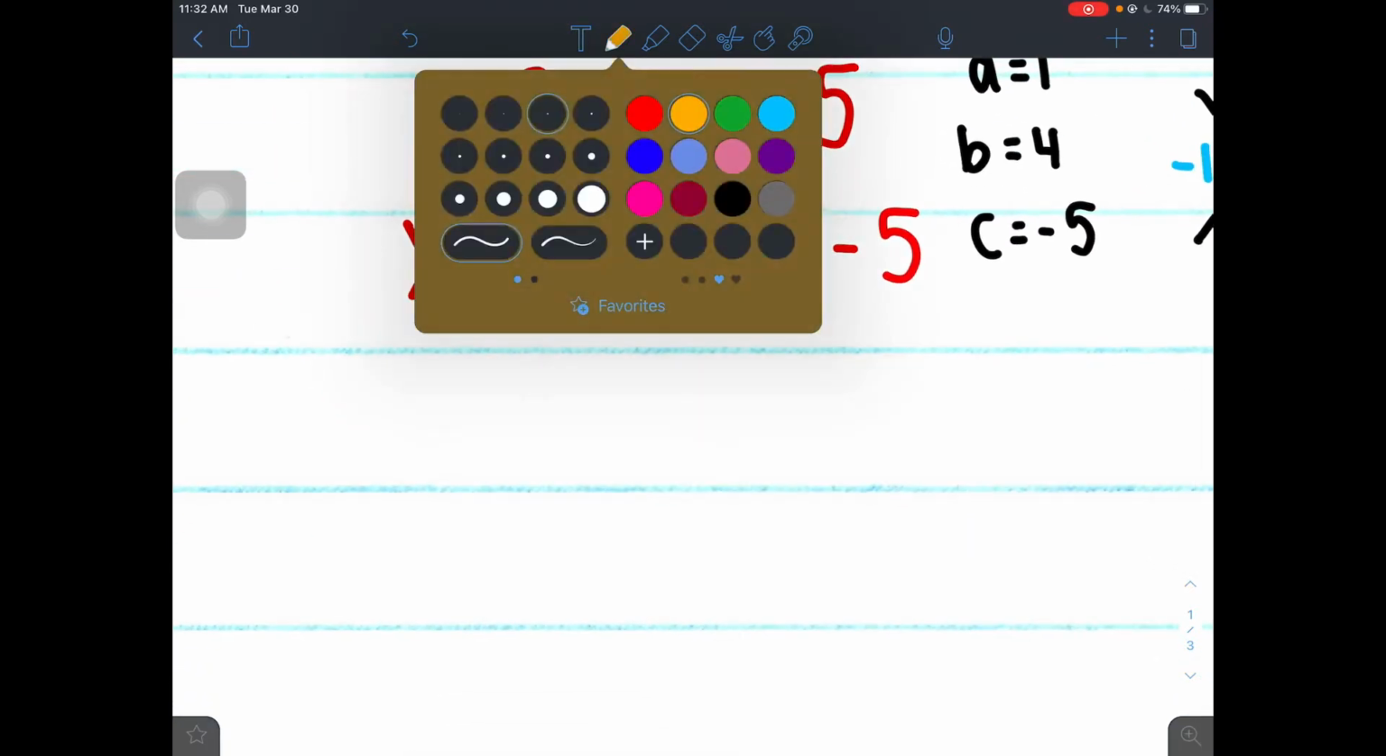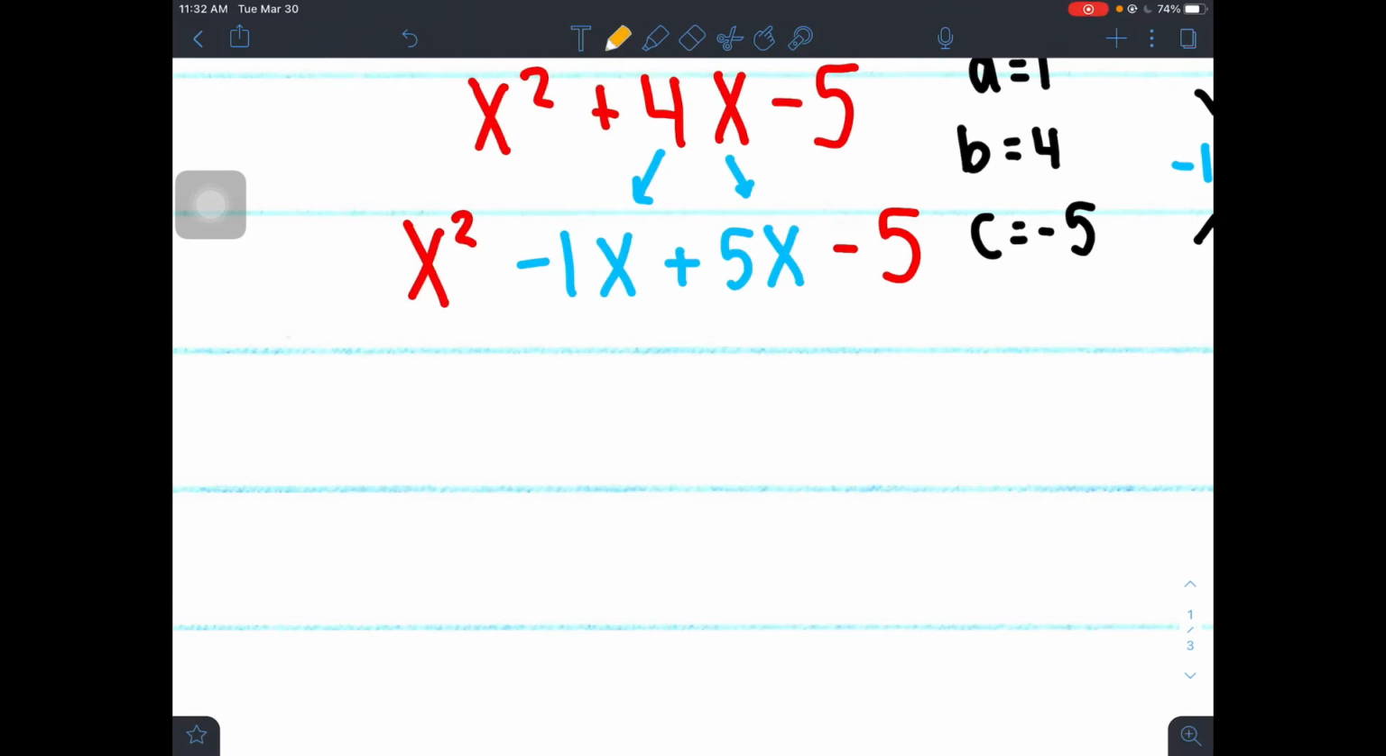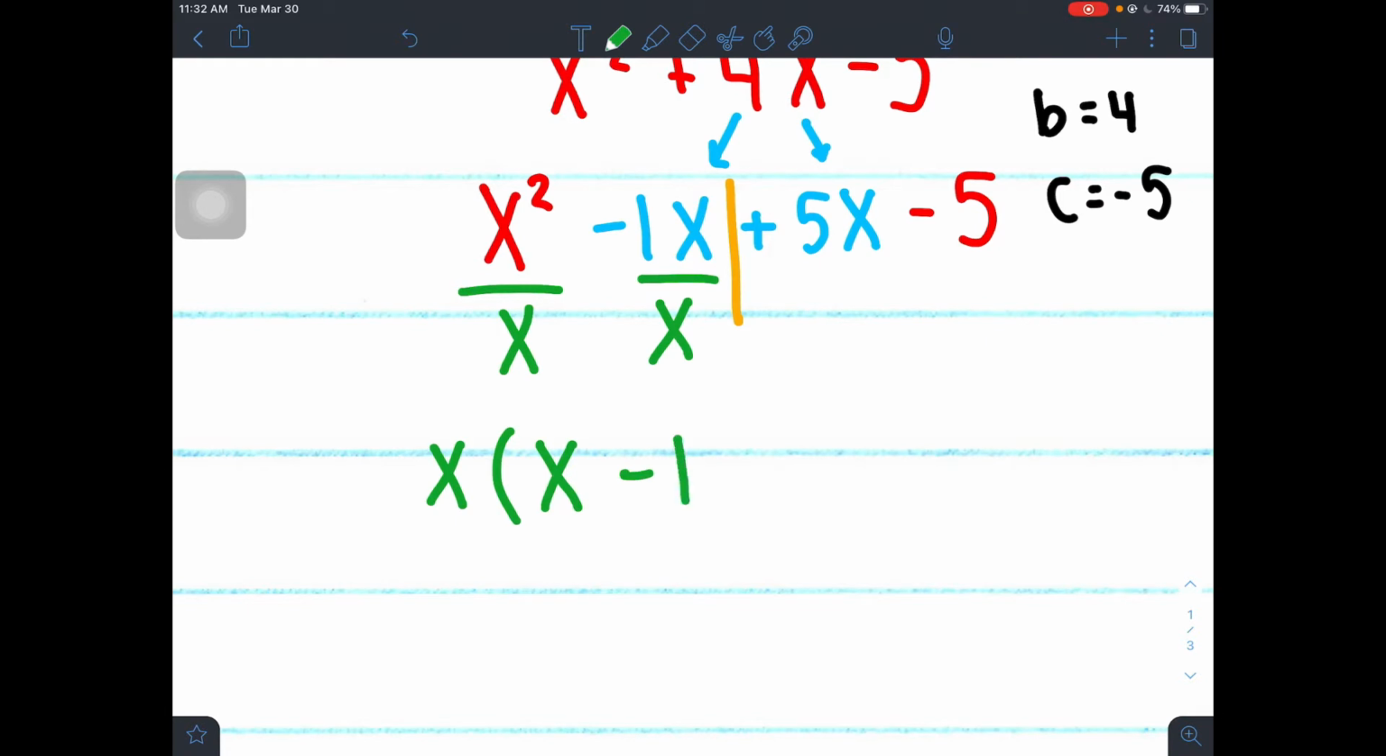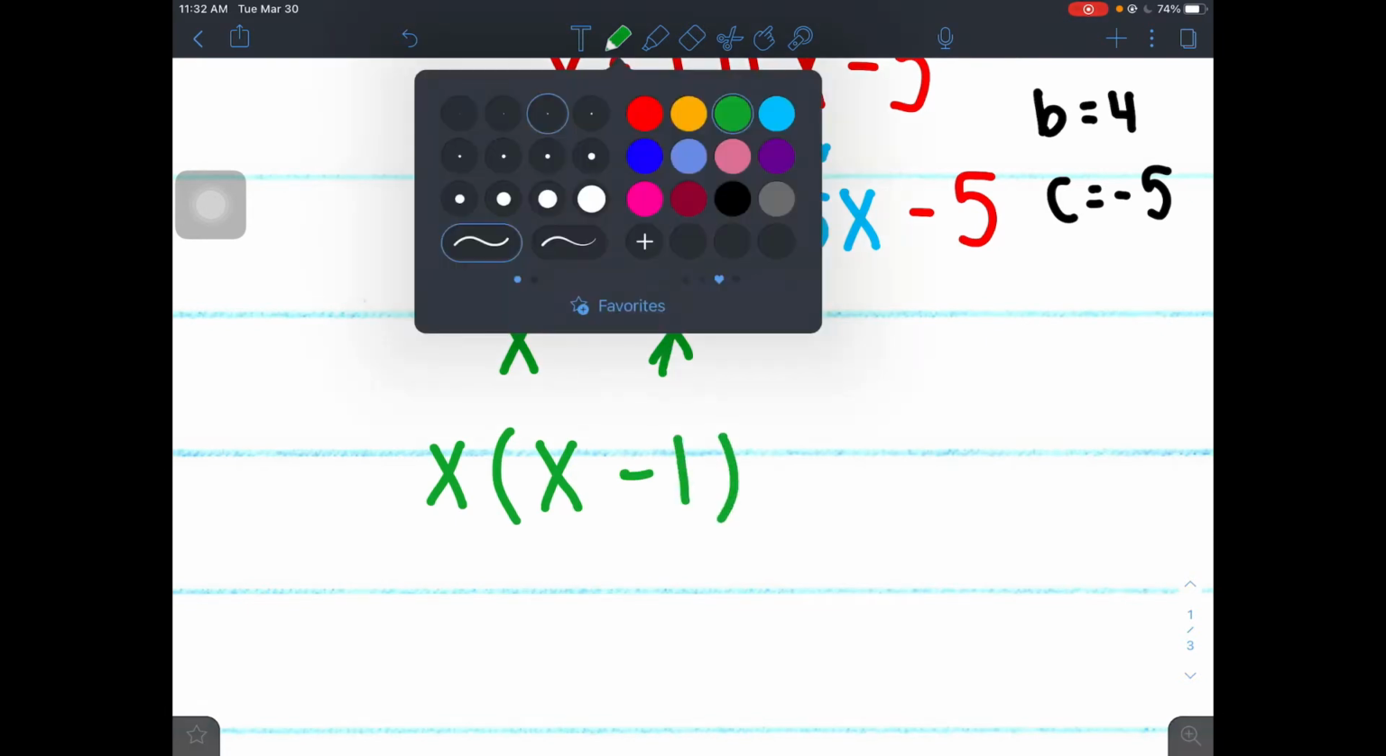Now moving on to the next step, we want to factor by grouping. Because you have 4 terms, you can factor by grouping. So I'm going to split it into 2 groups. In the first group, my GCF is positive x, just 1x. Can't take out any numbers. And then we simplify. Well, x squared divided by x is going to leave me with x. And then negative 1x divided by x leaves me with negative 1 because those x's cancel.